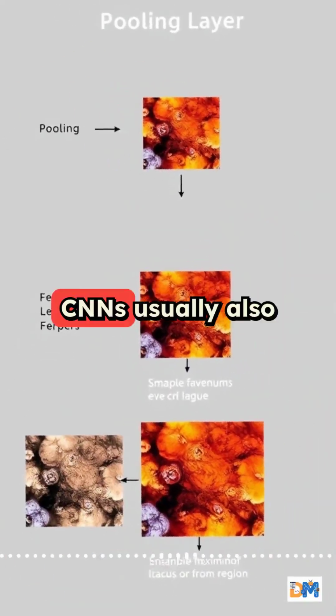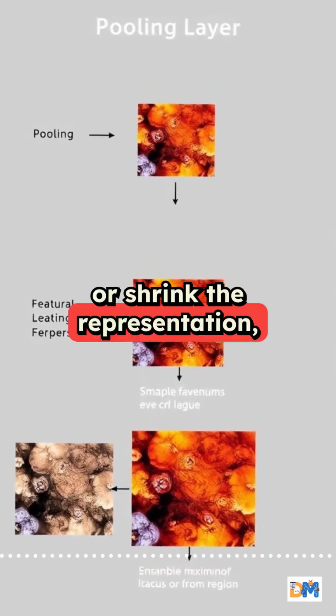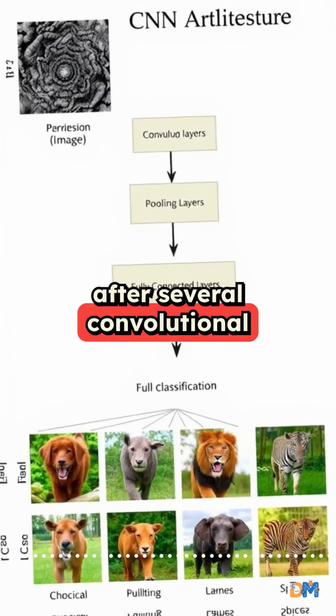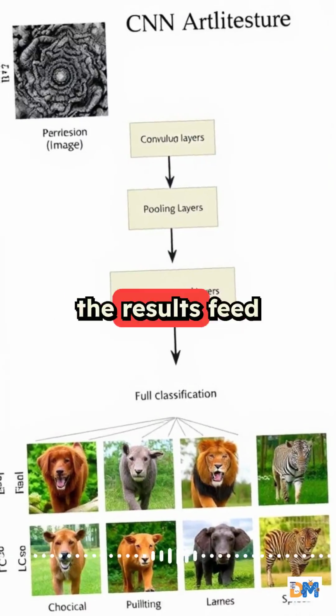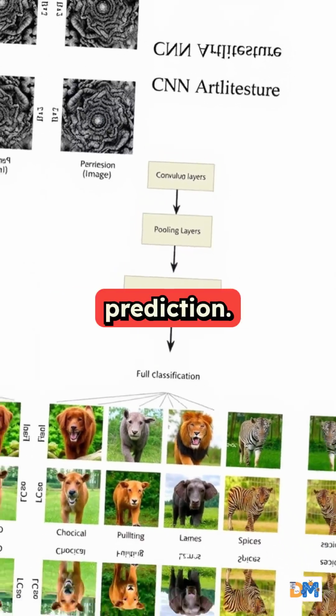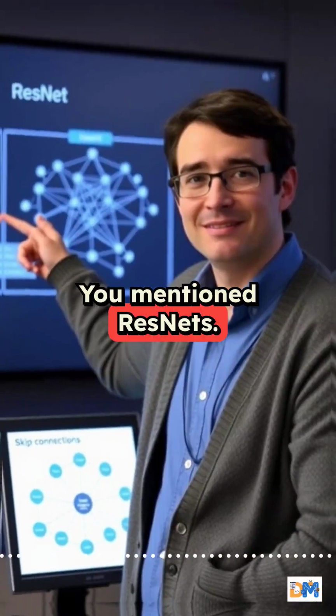Very much so. CNNs usually also have pooling layers that downsample or shrink the representation, making it more manageable and robust. Then often, after several convolutional and pooling layers, the results feed into standard, fully connected layers for the final classification or prediction. Okay, CNNs for images. What else? You mentioned ResNets?